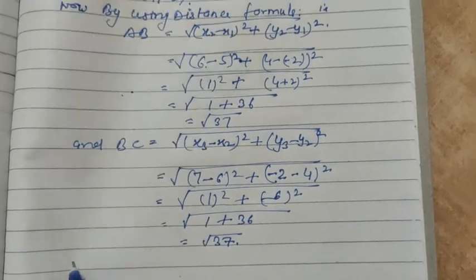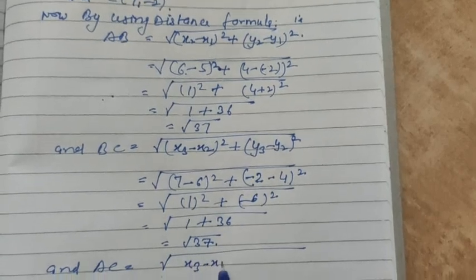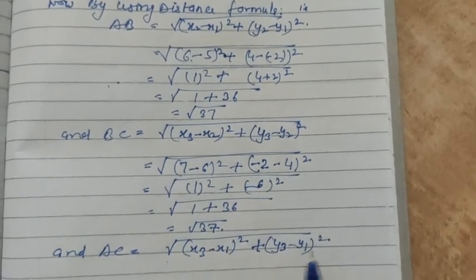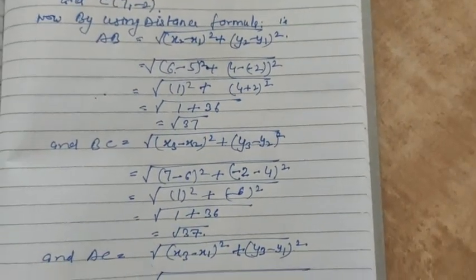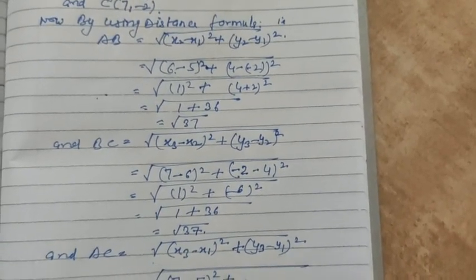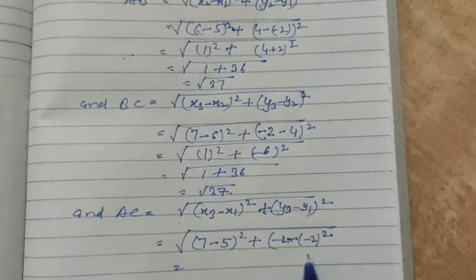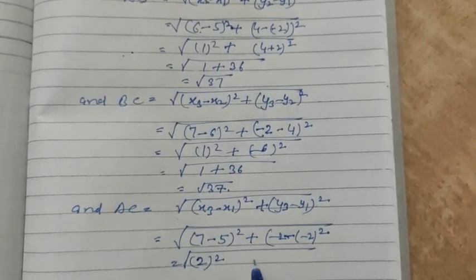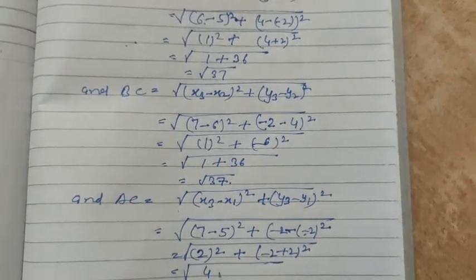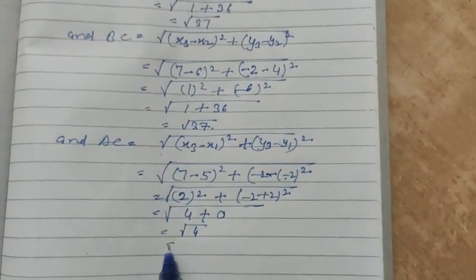So next one, CA or AC. So AC will be x3 minus x1 whole square plus y3 minus y1 whole square. So x3 we have as 7 minus x1 we have as 5, so 7 minus 5 square plus y3 we have as minus 2 and y1 is minus 2. So this will become 7 minus 5 becomes 2 square plus minus 2 plus 2 whole square. So this will become 4 plus minus 2 plus 2 becomes 0, so 0 square becomes 0. So 4 plus 0 becomes 4 and square root of 4 becomes 2.